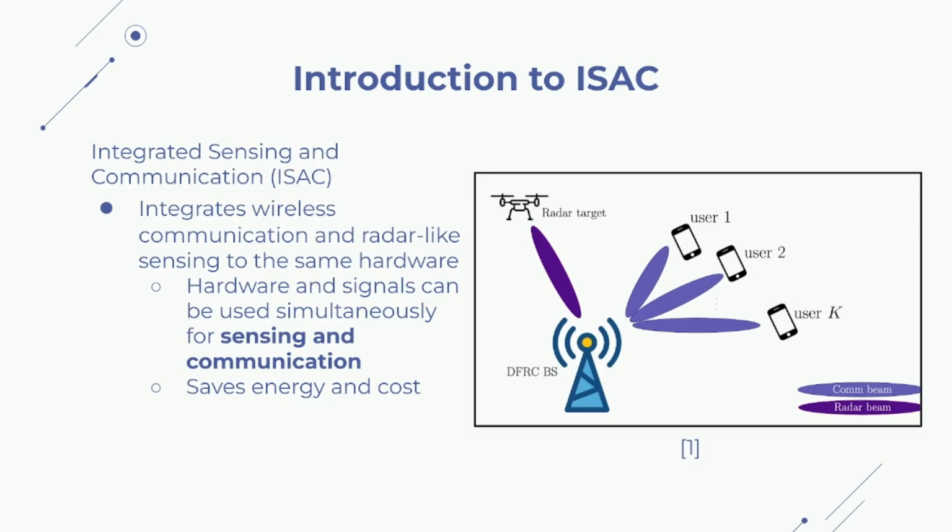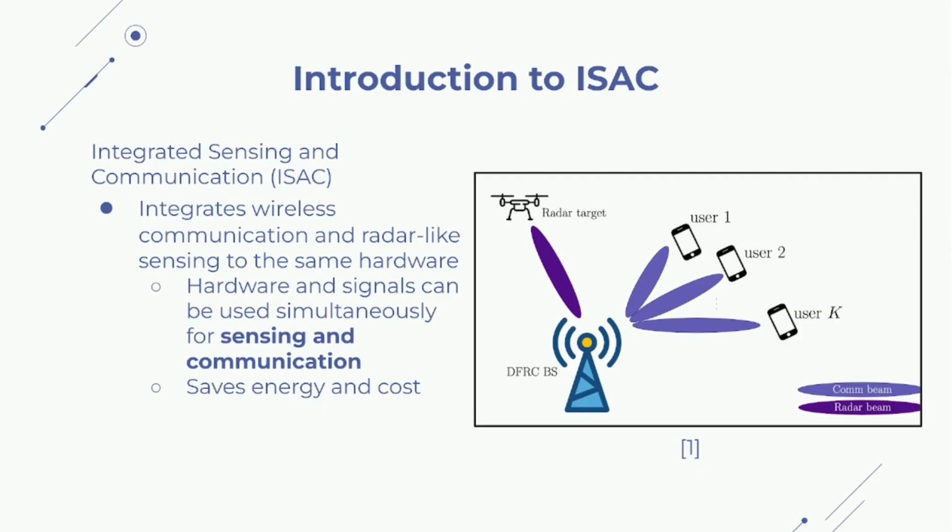So, for introduction to ISAC, that stands for Integrated Sensing and Communication, and it is a framework that integrates wireless communication and radar sensing into the same hardware. More specifically, it allows for hardware, spectrum, and signal waveforms to be used simultaneously for both sensing and communication. Therefore, ISAC allows a system to sense its environment such as motion, terrain, or obstacles, and simultaneously communicate data and information over wireless links and perform these actions at the same time over the same signal. This overall saves energy, spectrum, and cost.